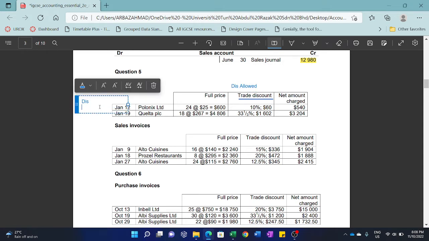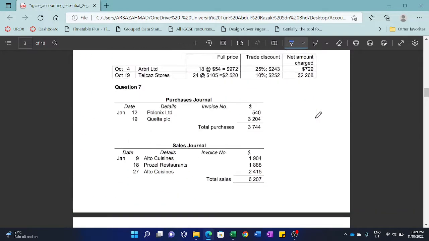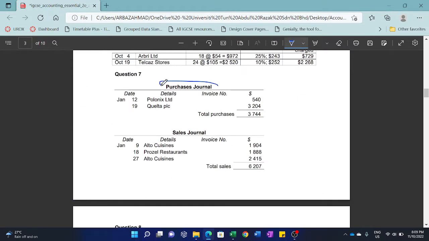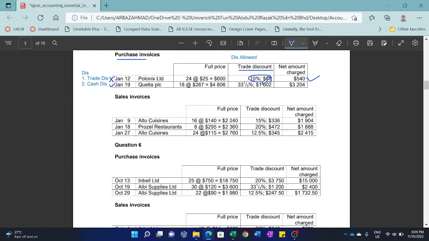But there are 2 types of discount: we have trade discount, and we have cash discount. So we do not record this one, but we record this one. What I mean by we do not record this one is we just minus it here. So we get this total, right? In our journal, let's say here we have the purchase journal. We are only going to take 540. What happens with this 60? We are going to ignore it. So no debit, no credit.